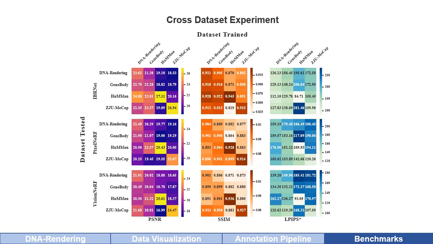Finally, we evaluate the effectiveness of the proposed dataset via cross-dataset evaluation. We compare DNA rendering to recent human-centric rendering datasets GeneBody, HuMMan, and ZJU-MoCap. We train generalizable methods on the official training set and evaluate the performance on all datasets. We visualize the evaluation results with affinity matrices. The diagonal elements are in-domain results, and the off-diagonal elements reflect the robustness of the dataset trained models. Despite the domain gap, DNA rendering achieved the best rendering quality on other datasets without any fine-tuning. Please refer to our paper for detailed settings and additional results.